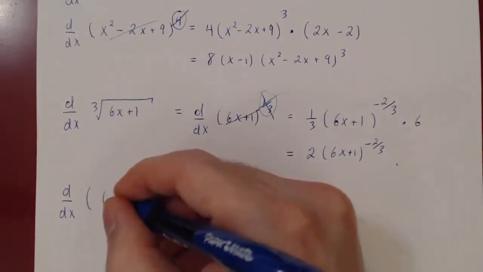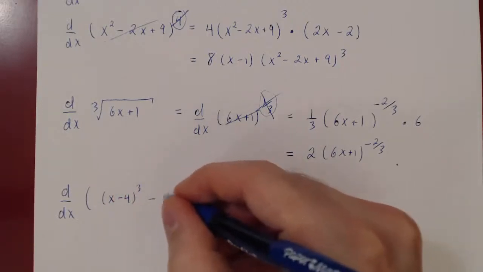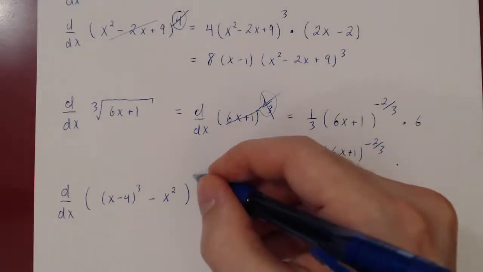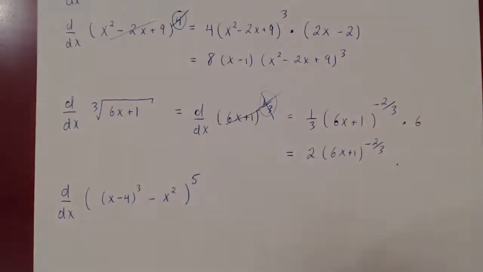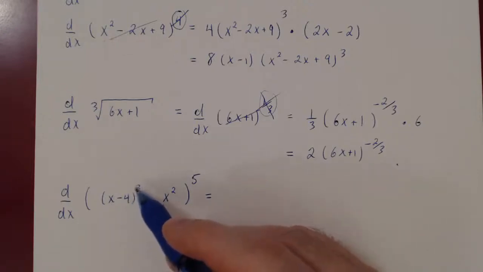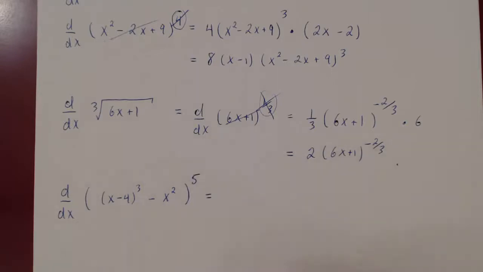Let's take x minus 4 cubed minus x squared, all to the 5th power. Well, again, think of it as if you were to evaluate this function, what would you compute first? Well, if I gave you x, you would do x minus 4, then cube it, then minus x squared, and once you have all this, you would take the 5th power. So the power of 5 is the outside function.